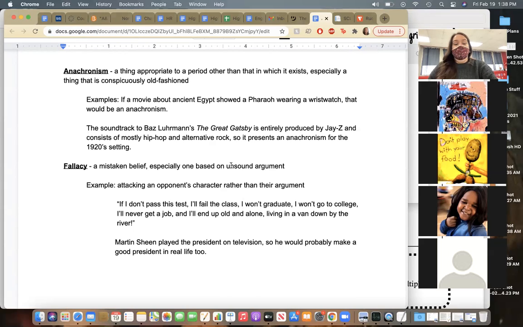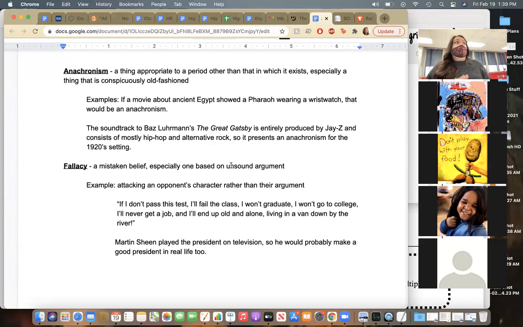The other example, which if you haven't seen this movie, you should because it's so good. The soundtrack to Baz Luhrmann's The Great Gatsby is entirely produced by Jay-Z and consists of mostly hip hop and alternative rock. So it presents an anachronism to the 1920s setting, which really works for that. Also, the movie Moulin Rouge does the same thing. It's the same director, and he just likes to do that stuff.